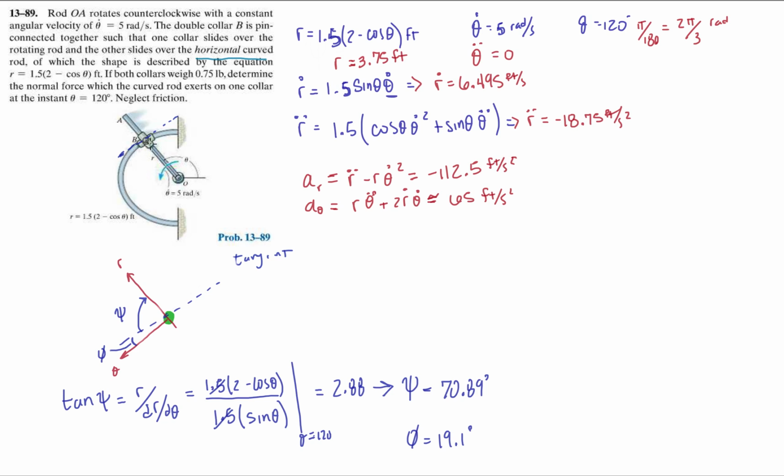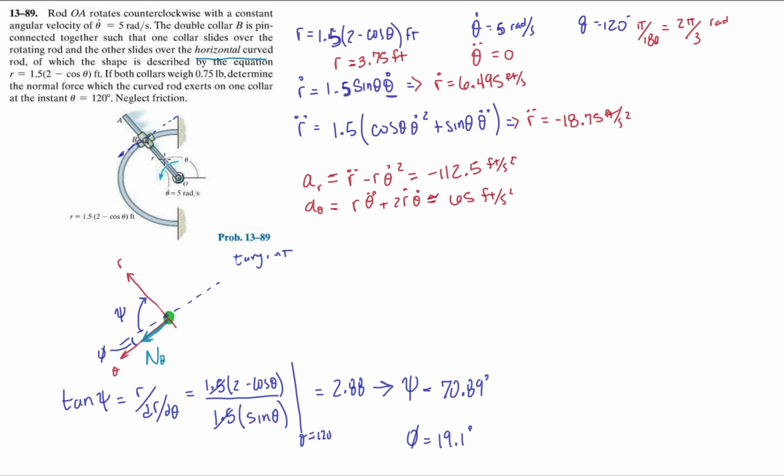What's the other collar? Well, between the two collars, there's going to be a force that's normal, and it's going to be acting along the theta axis, okay? This one's kind of given. And then there's going to be another normal that is the normal from the collar on the pin, I guess, or the double collar B is pin connected, right?